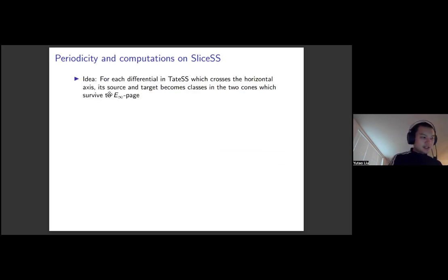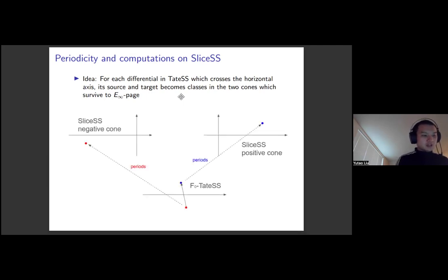So here is the idea. The rough idea is that each differential in the Tate spectral sequence which crosses the horizontal axis will correspond to a pair of points which are the same as each other in the homotopy after several periods. So here is the graph.